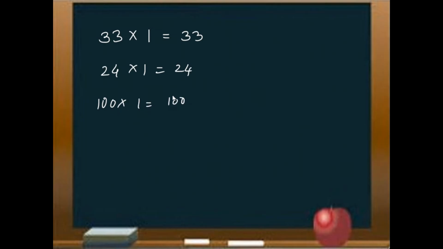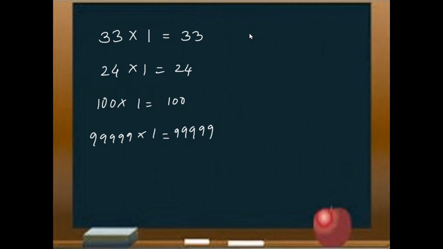So as you all know, whenever we multiply any number with a 1, we get the same answer itself, right? We get the number itself as our answer. So 33 times 1 is 33, 24 times 1 is 24. Even if it's a bigger number like 100 times 1 is 100. If you go for a bigger number, 99999 times 1 is the same number itself, right?